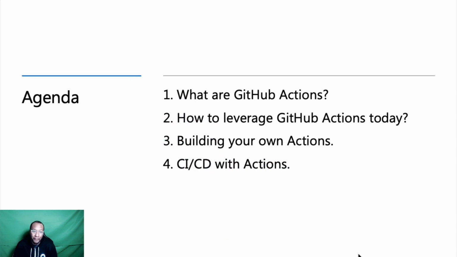In this video, we're going to cover 4 things. One is, what are GitHub Actions? 2, how to leverage GitHub Actions today. 3, building your own GitHub Actions. And then finally, we're going to walk through continuous integration and continuous delivery into the Azure portal for a .NET Core app.